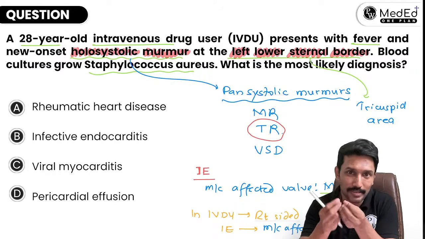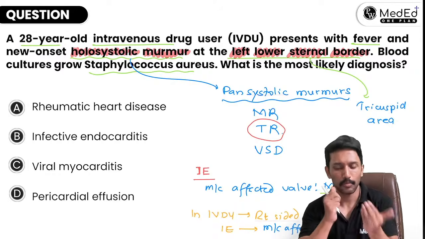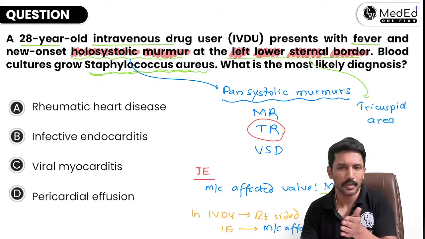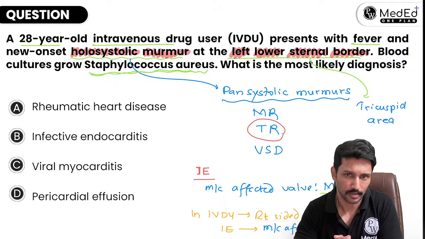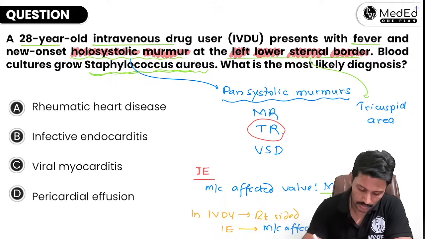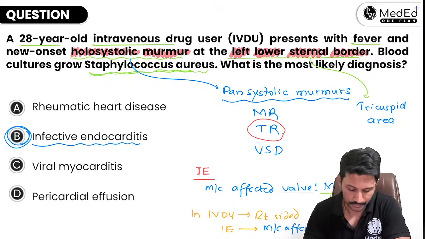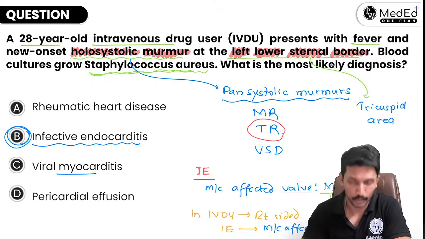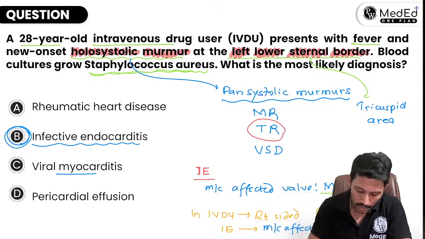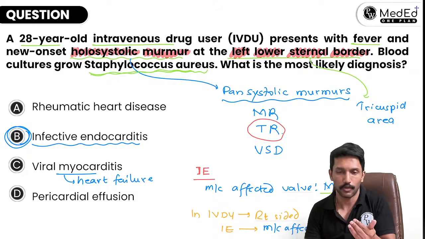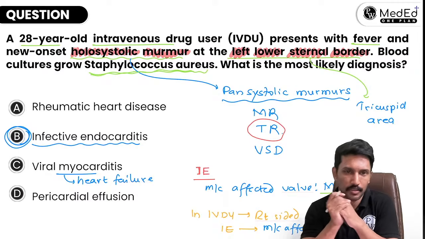So we have already concluded it as tricuspid regurgitation, and the blood culture is also showing Staphylococcus aureus, which is the most common cause for right-sided infective endocarditis in IV drug abusers. So everything is consistent. So we can go ahead with infective endocarditis as the diagnosis. It's not viral myocarditis. Viral myocarditis leads to heart failure. It can lead to heart failure because the inflamed myocardium may not be able to contract well. So you develop heart failure. The patient presents with acute heart failure, not with tricuspid regurgitation.